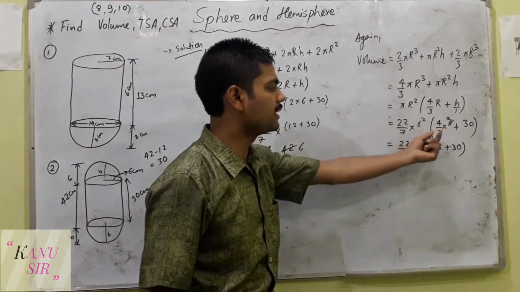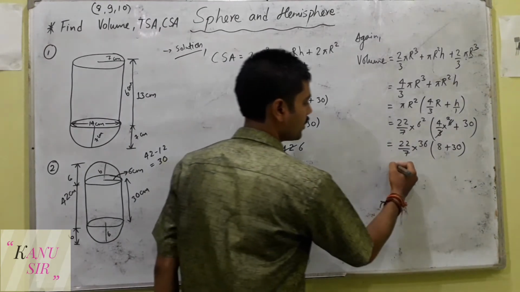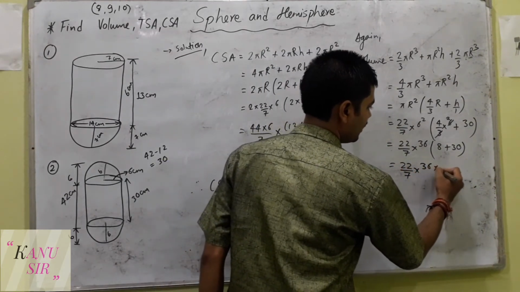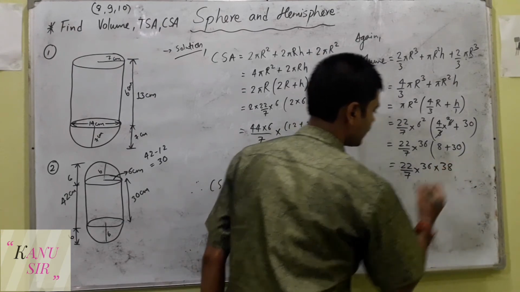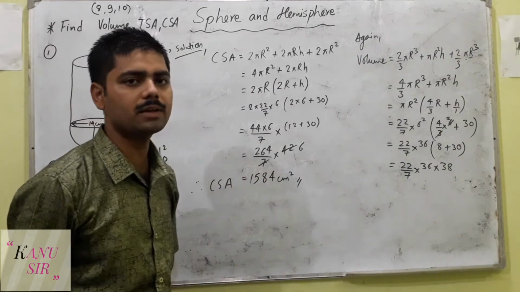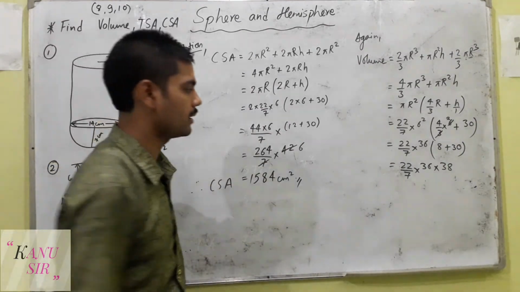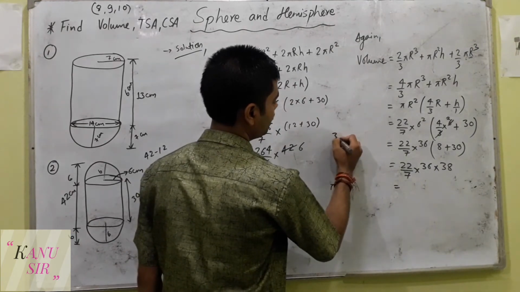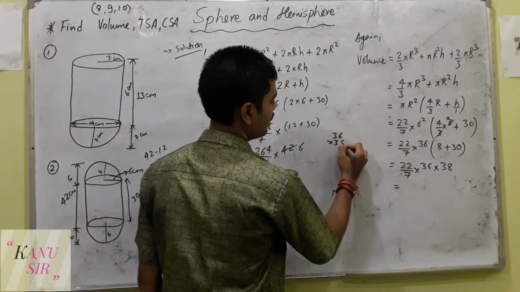Try your best to remove the denominators so that your solutions will be easier. 22 by 7 into 36 into 38. And after that you have to use your calculator or you use your multiplication way. How can you multiply the numbers? I am going to use a simple way to multiply, that is 36 times 38.